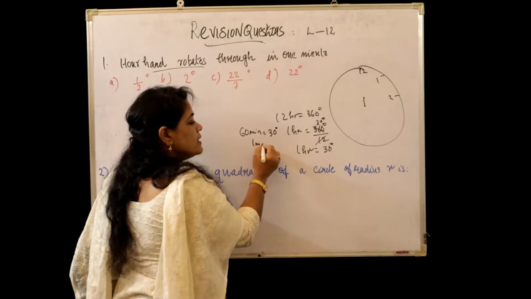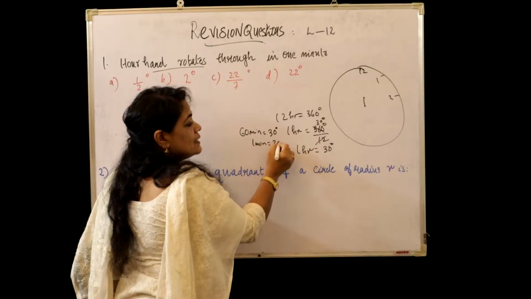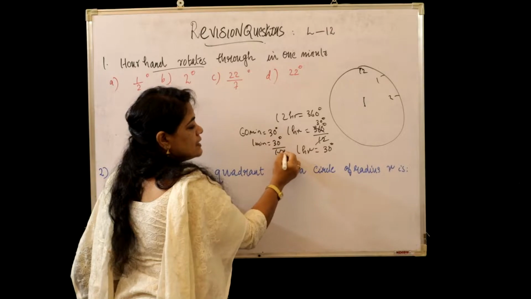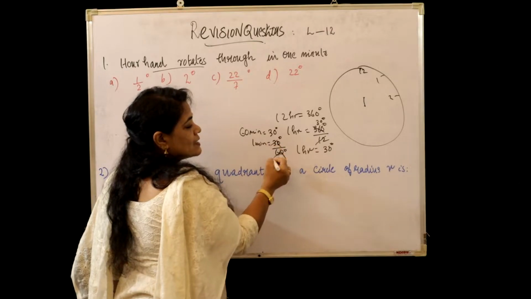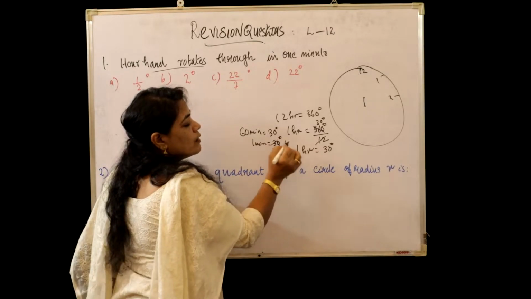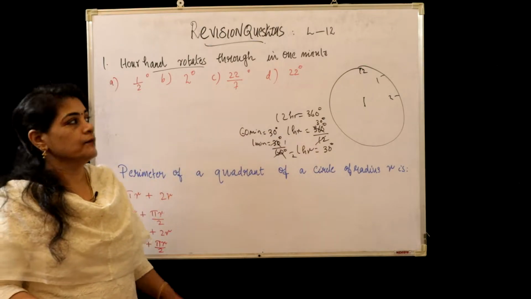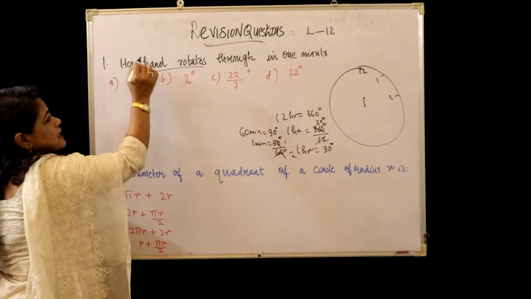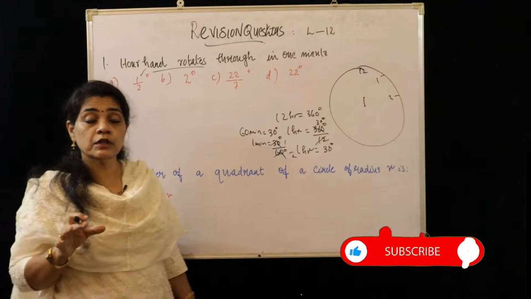So, 1 minute equals 30 degrees divided by 60. The zeros get cancelled, and 3 and 6 give 1 by 2. So, 1 by 2 degree. Here the first option is the correct one. It's a very, very important question.